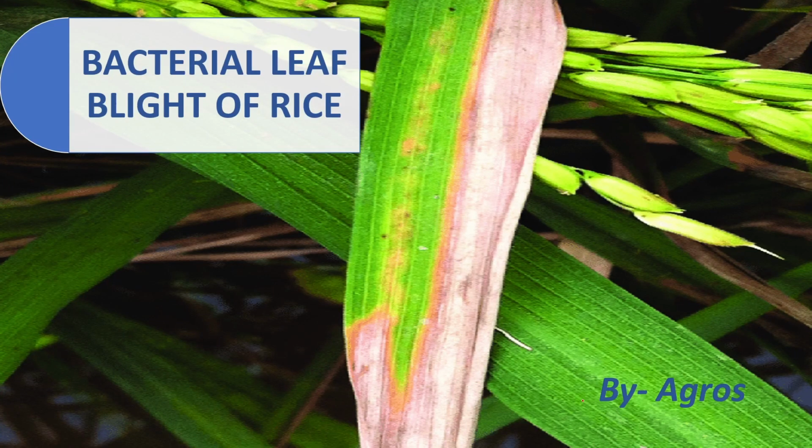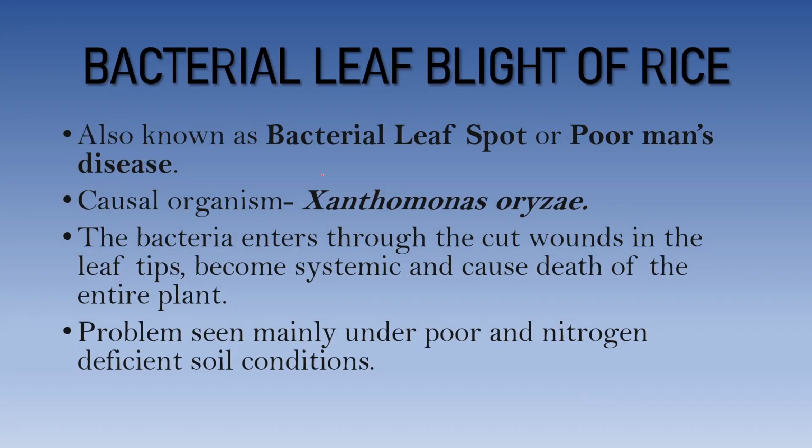Today we will start the diseases of different crops. We will be starting with bacterial leaf blight of rice, which is also known as bacterial leaf spot or Postman diseases.